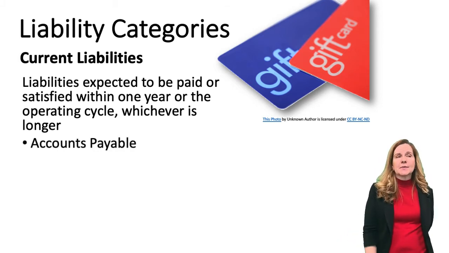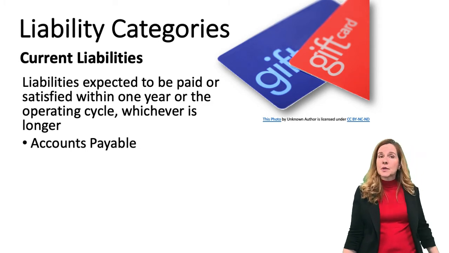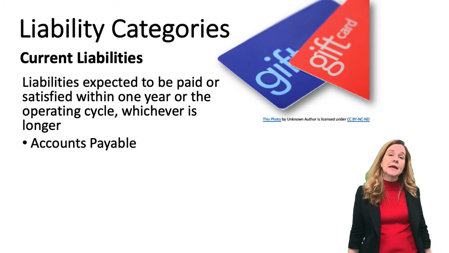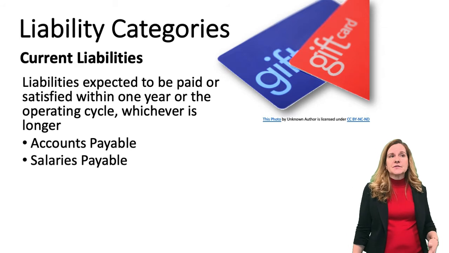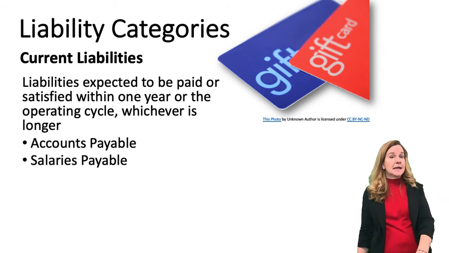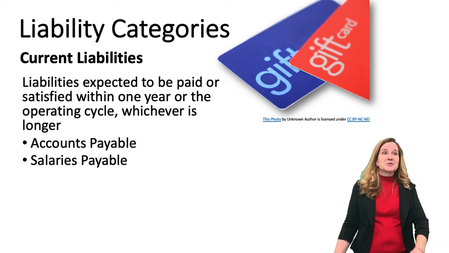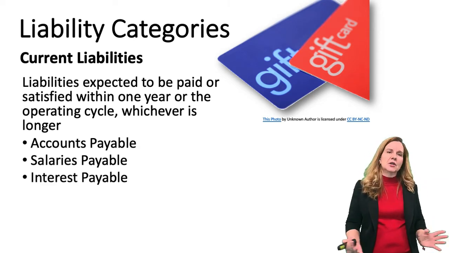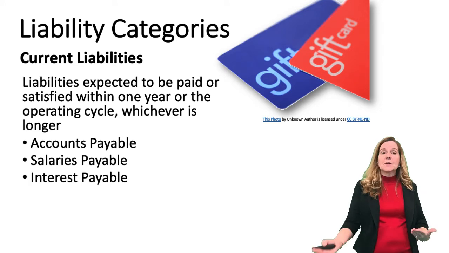Accounts payable, those are amounts that we owe to our vendors or suppliers, usually going to be payable in 30 days. Salaries payable relates to our employees having worked at the end of the period and we're going to pay them next period. So we are going to be paying them soon. Interest payable on loans or bonds, again, usually paying them in the next period.